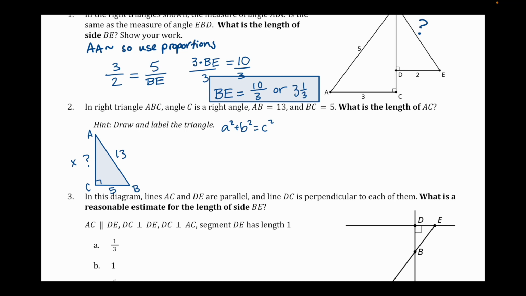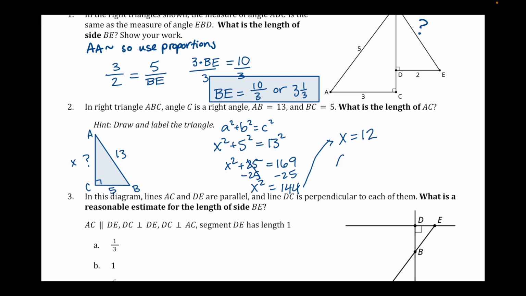Then my two legs are X and 5. These are what we use for a and b, because these are the legs, and c is the hypotenuse. So I'm going to say x squared plus 5 squared equals 13 squared. So x squared plus 25 equals 169. If we subtract 25, then we get that x squared equals 144. Well, I know how to square root 144. If we square root both sides, that means x is 12.